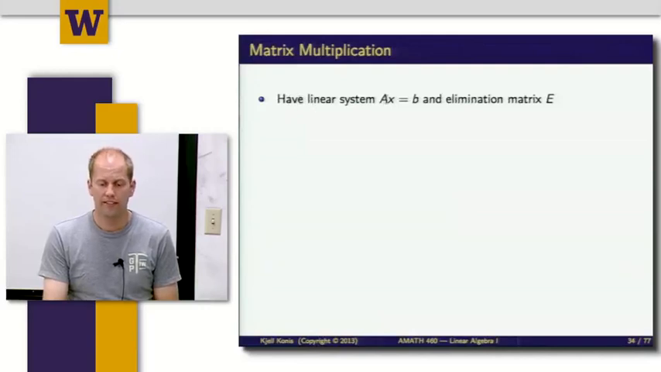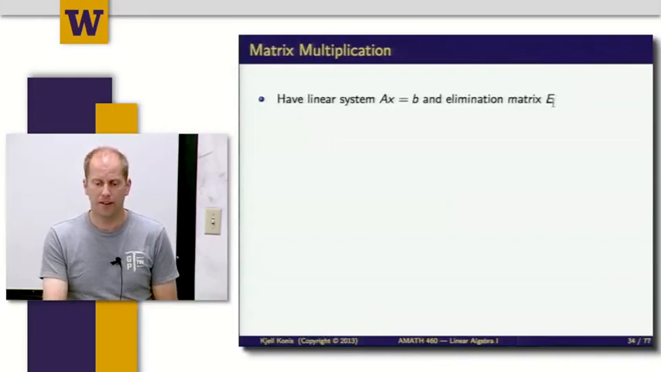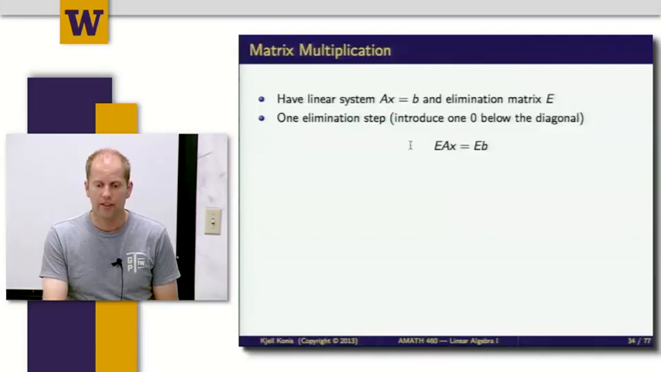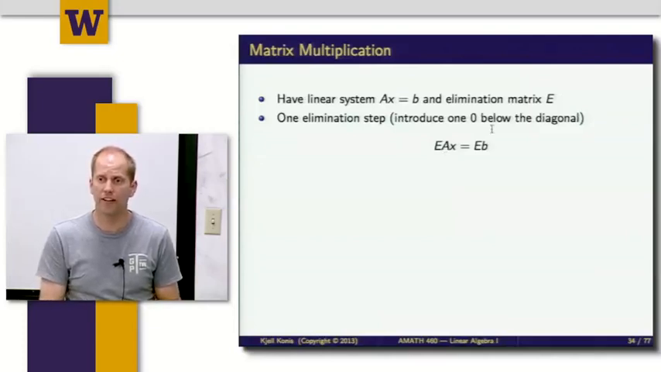So we have a linear system, AX equals B, and now we know how to make these elimination matrices E. So I can make an elimination matrix E. And I know what that's supposed to do. So I want to define matrix multiplication so that the product of E and my coefficient matrix gives me the same coefficient matrix I would get if I did one elimination step.